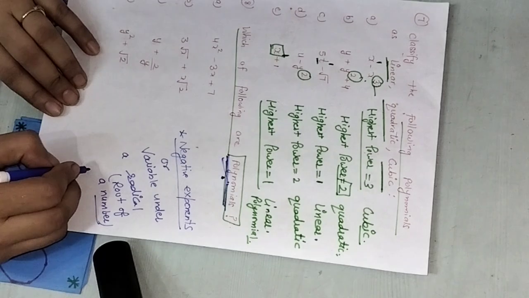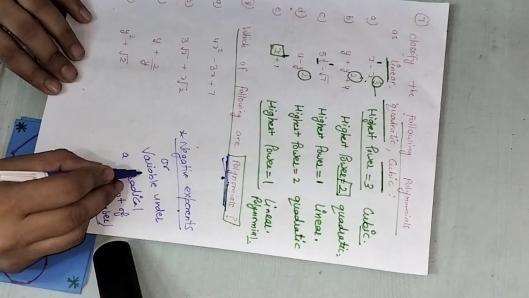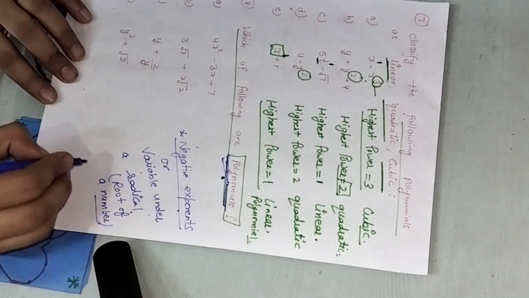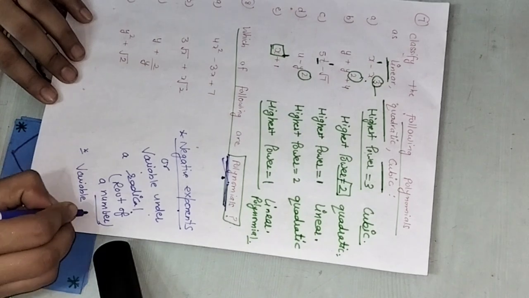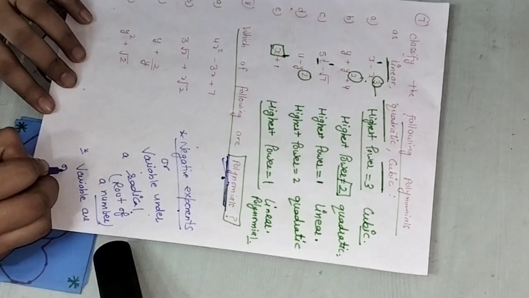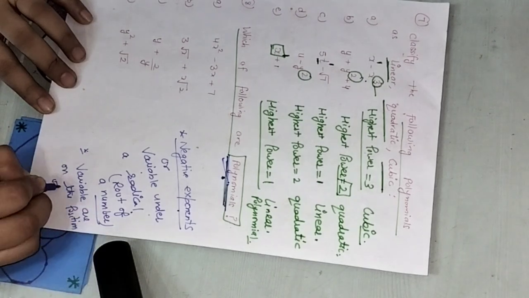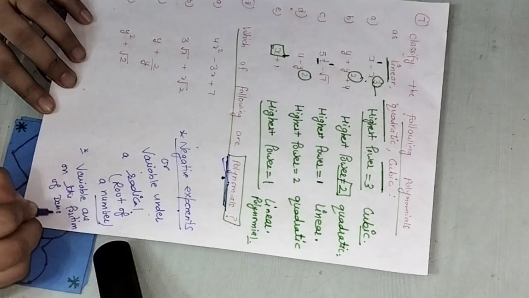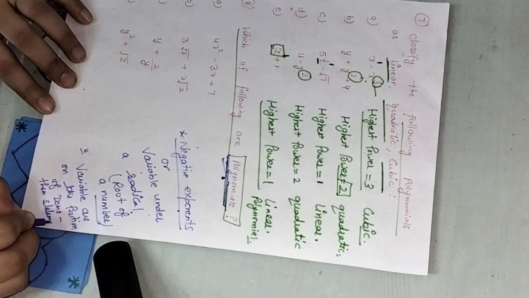Whenever we find in a statement that the exponents are negative or variables are under a radical, or we can say when variables are in the position of the denominator, then the statement is not a polynomial.